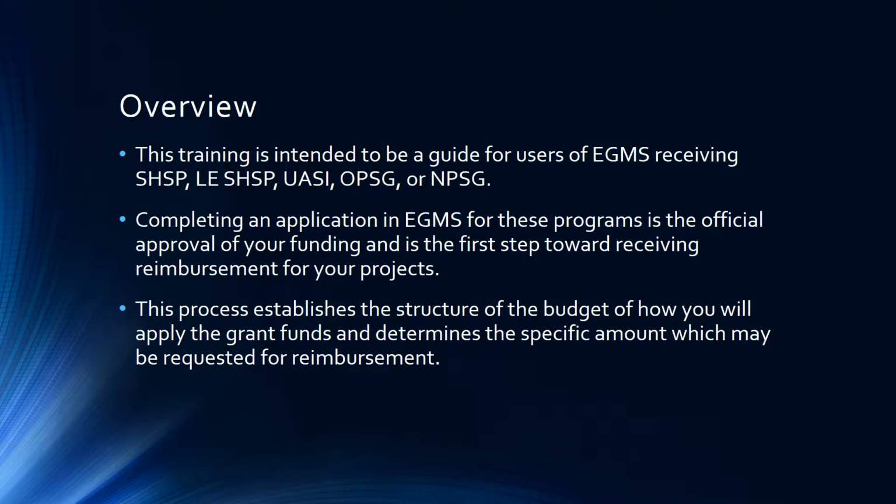This training is intended to be a guide for users of EGMS receiving State Homeland Security Grant funding, Law Enforcement State Homeland Security Grant funding, Urban Area Security Initiative funding, Operation Stone Garden Grant funding, or Nonprofit Homeland Security Grant Program funds. Completing an application in EGMS for these programs is the official approval of your funding and is the first step towards receiving reimbursement for your projects.